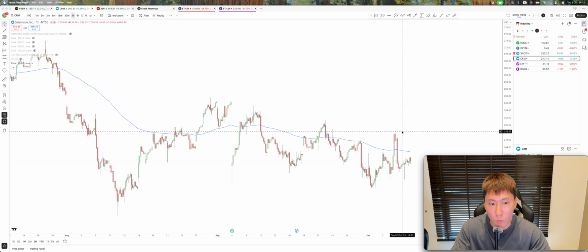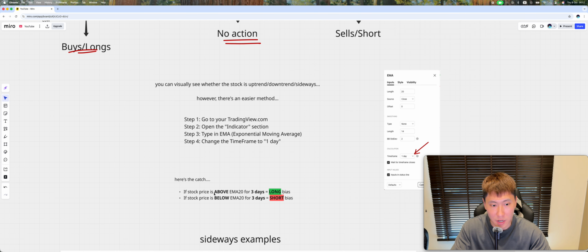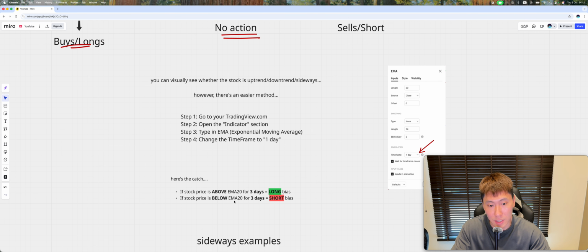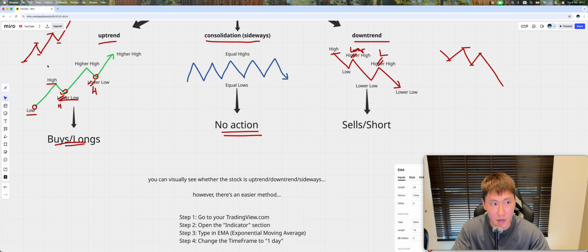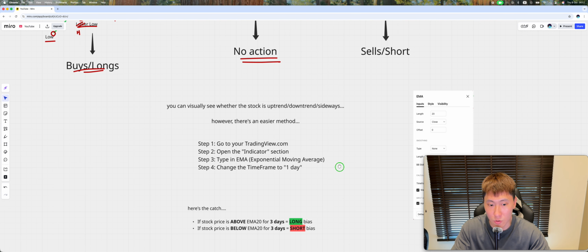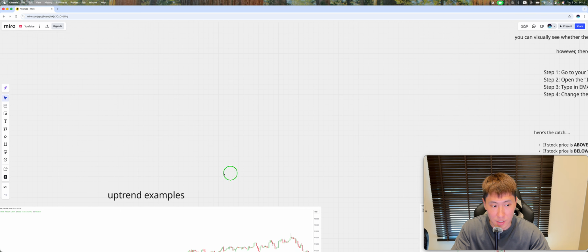What the EMA 20 actually tells us is that if the price is above the EMA 20 for 3 days, it means we are long bias. And if the stock is below the EMA for 3 days, we are short bias. So it's very simple. And remember when we talked about the higher high and higher low uptrend, and the lower high and lower low for the downtrend. So we want to combine these two methods to identify whether we are long bias or short bias. All right, let's go into an example.